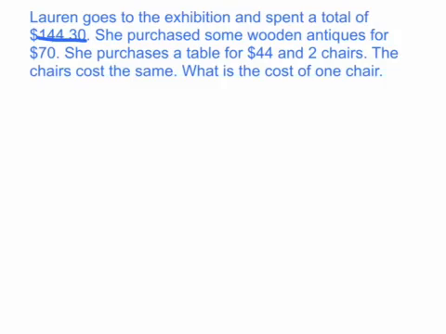She purchased some wooden antiques for $70. She purchased a table for $44 and 2 chairs. The chairs cost the same. What is the cost of the chair? So we are trying to figure out what is the cost of the chair. What is the cost of one chair? And then there's some other really important information, but our variable is going to be C for chairs.